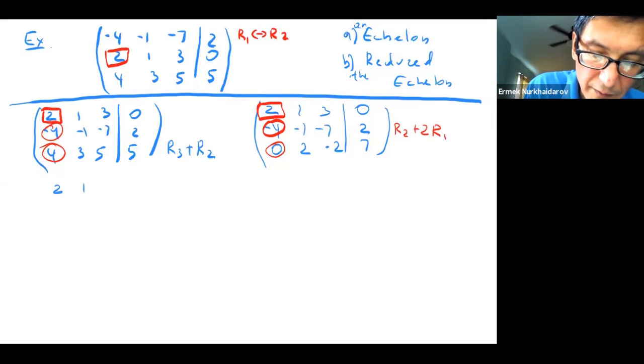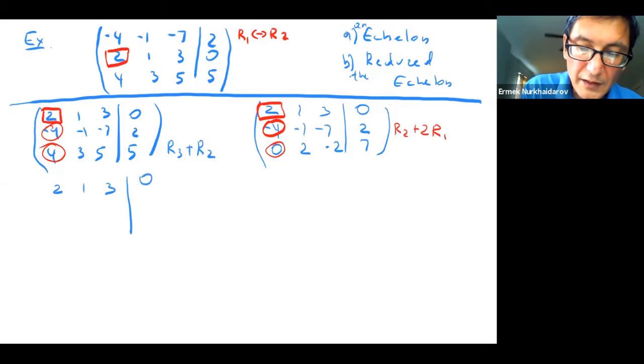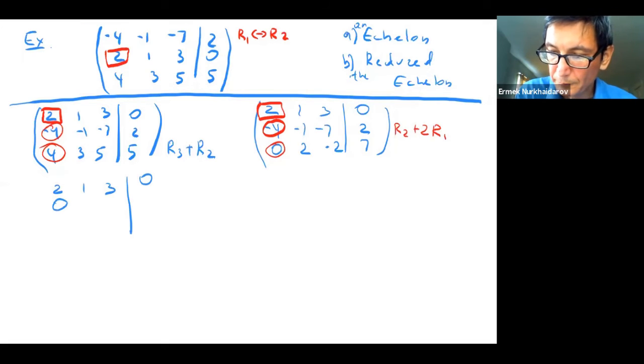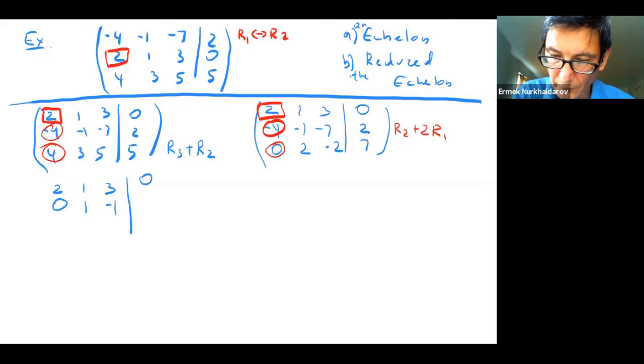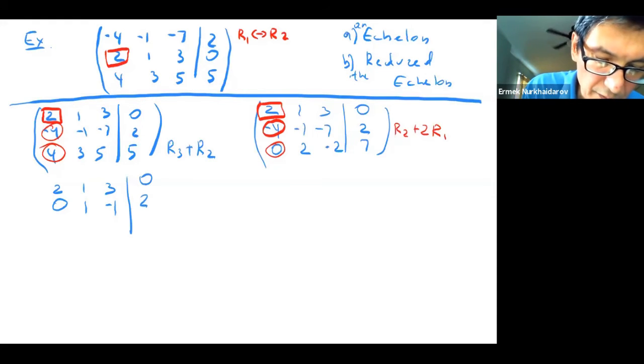2, 1, 3, 0. -4 plus 2 times 2 is 0. -1 plus 2 times 1 is 1. -7 plus 2 times 3, -7 plus 6 is -1. So 0, 1, -1, 2... and copy the last one. 0, 2, -2, 7.